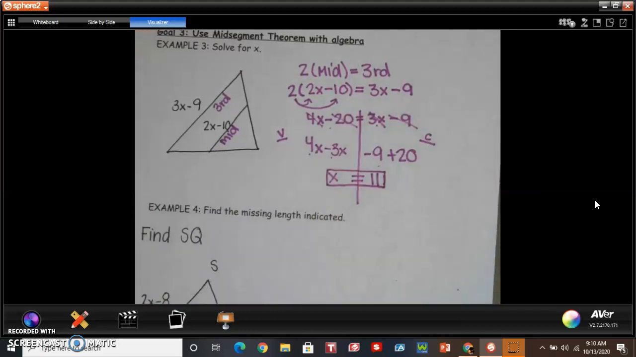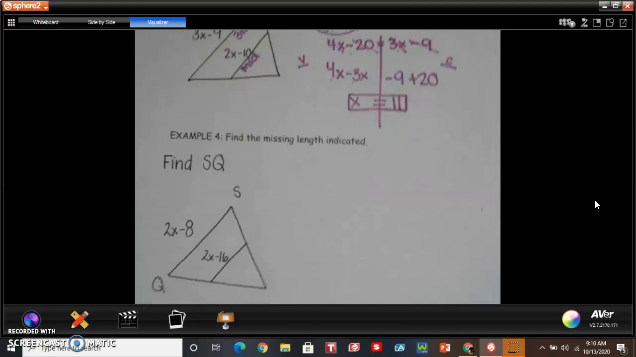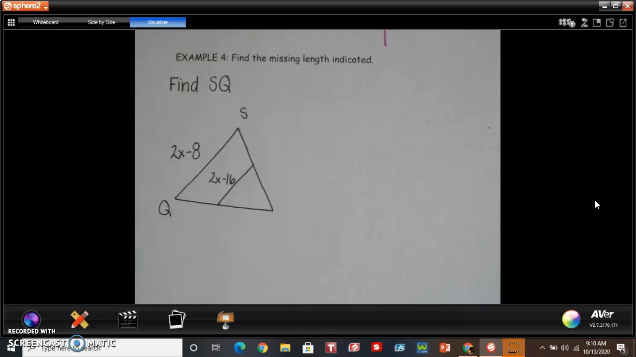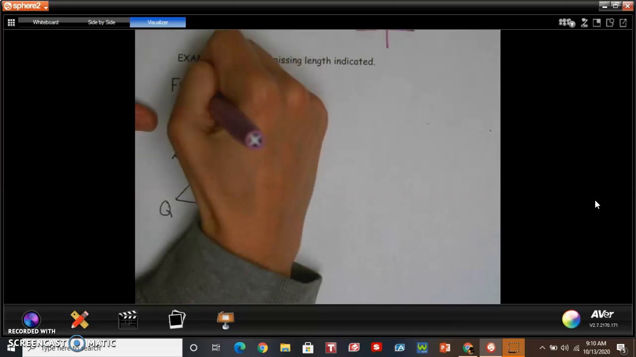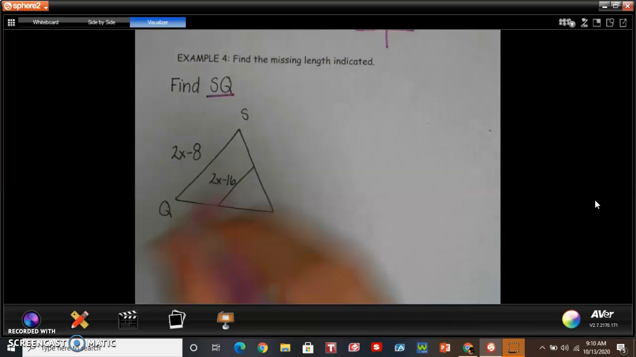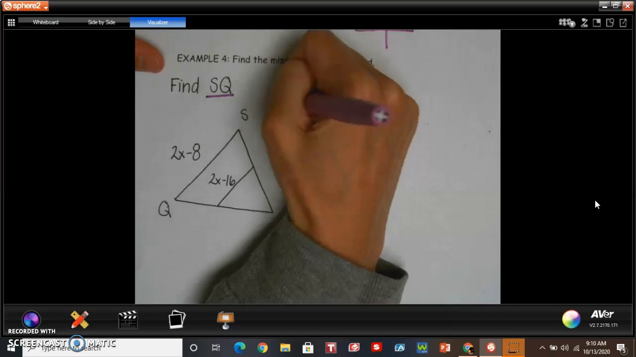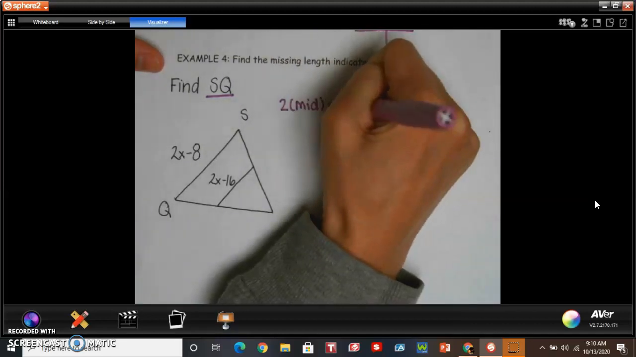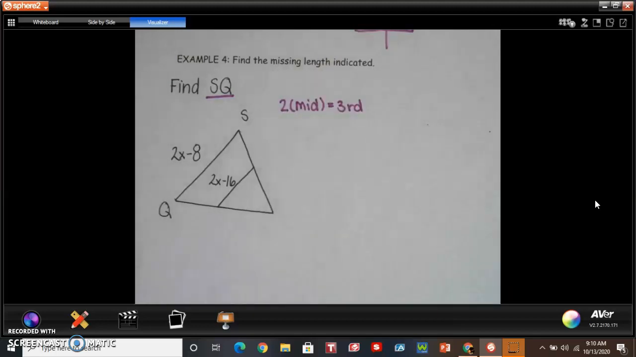So that is us practicing using our mid-segment theorem to be able to set up and solve algebraic equations. Okay? Let's continue on with that. Our last example for today, example 4. We're doing the same thing here. We need to solve for x, but our final answer actually has to be the length of SQ. Okay? So again, we're still going to use 2 times mid equals third. Okay, let's identify our mid segment and our third side.